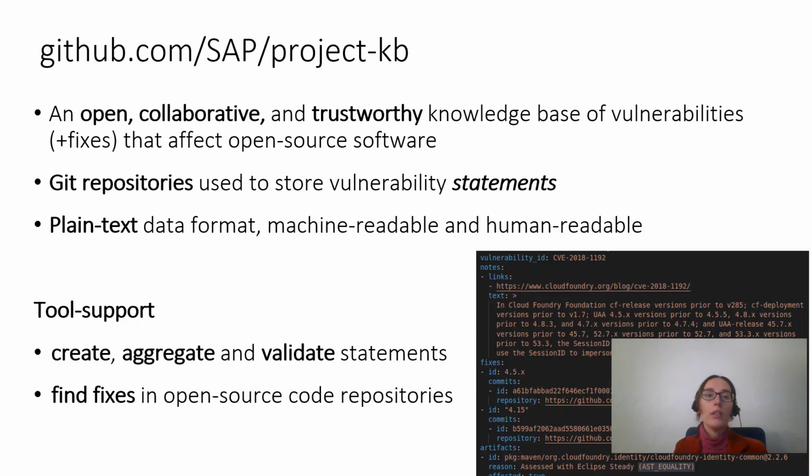Project KB is an open and collaborative knowledge base for vulnerabilities with their fixes. So vulnerabilities are represented with statements, and they can be stored in Git repositories. And statements are in plain text, which is both machine readable and human readable. The idea is that each party can express its knowledge about the vulnerability and maintain his knowledge in his own repository. And then the data consumer may decide which repository to trust and how to reconcile the information.